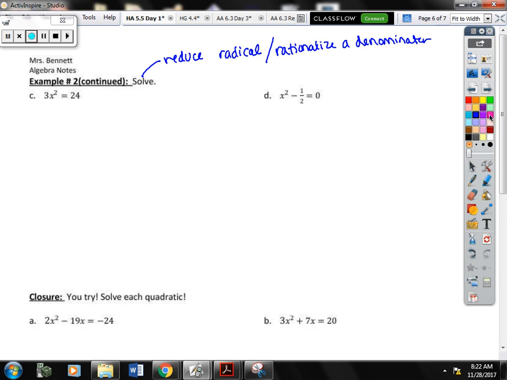So what do you think I would do first, for example in C, to solve for x? 3x squared equals 24. What do I do to both sides to help start solving for x? Actually, good. I see multiplication of 3, so the inverse is to divide. And I'll get x squared equals 8. Now 8 is not a perfect square, so whenever I go and square root this, okay, this is not a perfect square.